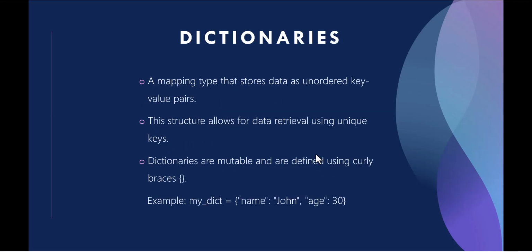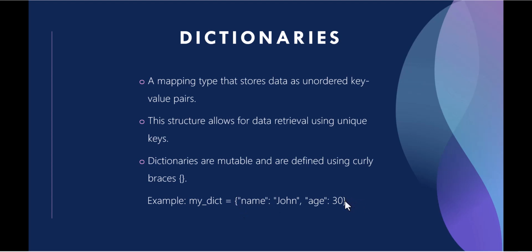Now we will see what dictionaries are. Dictionaries are a mapping type that stores data as unordered key value pairs. As you can see in this example, there are two terms. This can be called a key and this a value. This structure allows for data retrieval using unique keys. If we want to retrieve any data, we will have to use the name of the key. Dictionaries are mutable and are defined using curly brackets.